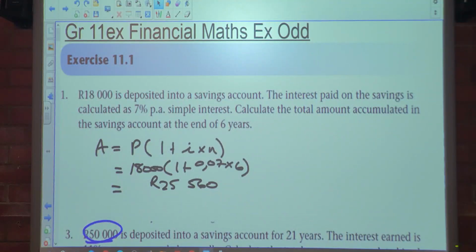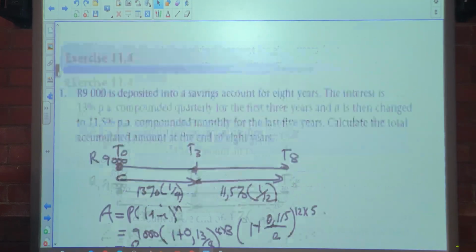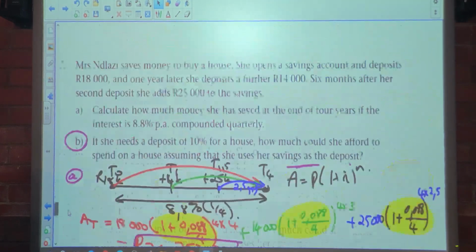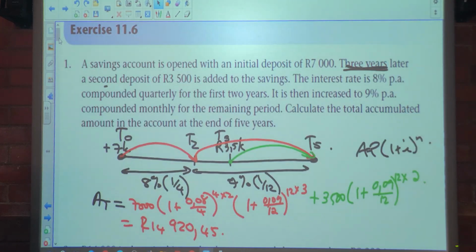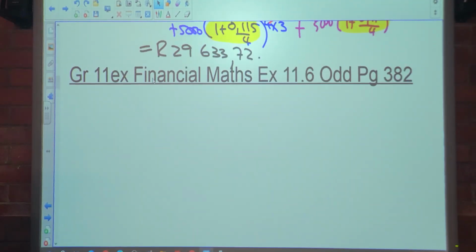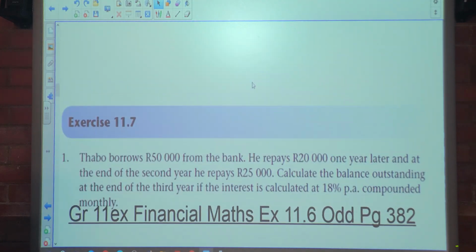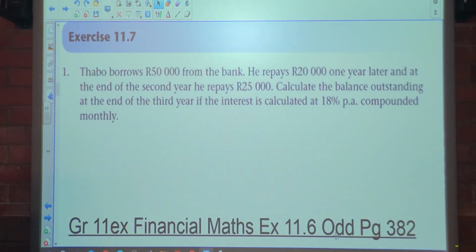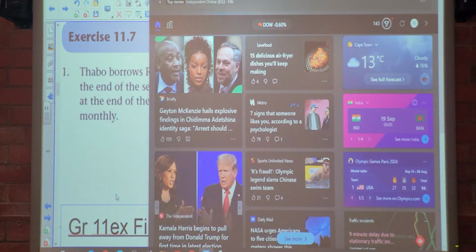Okay, good afternoon class. So today we're looking at financial maths. It's exercise 11.8. Is that correct? Or 11.7? Sorry? 11.7. It is on page 384.